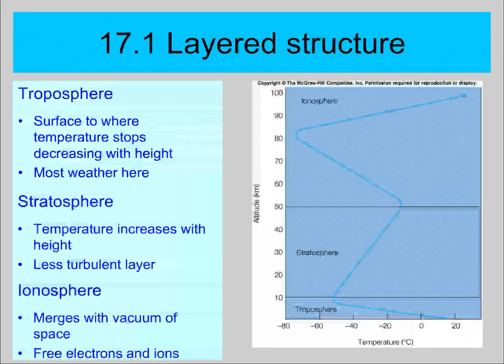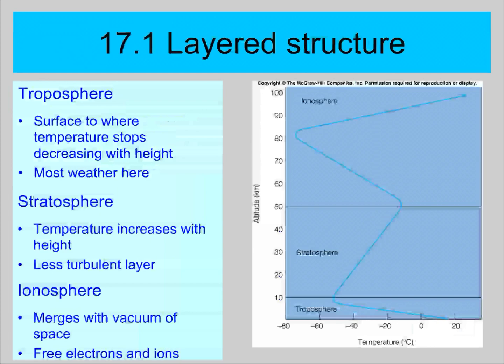The structure of our atmosphere is important because the layers are going to have different properties. The troposphere is the bottom layer. It's the layer where we live, from the surface all the way up to where the temperature stops decreasing with height. Most of our weather occurs in the troposphere. The stratosphere is where, as you increase in height, the temperature is going to increase as well. And it's less turbulent up in the stratosphere.